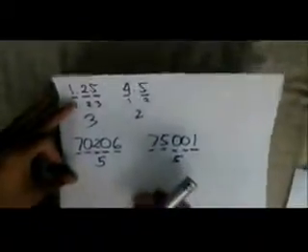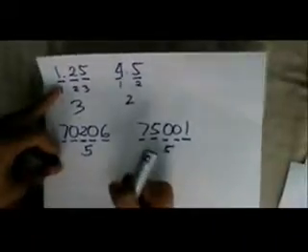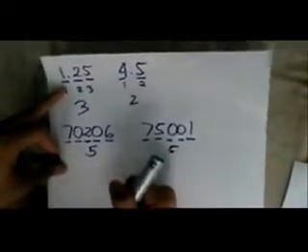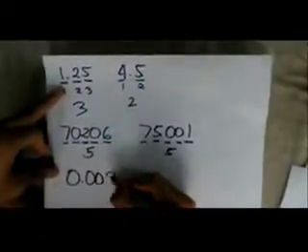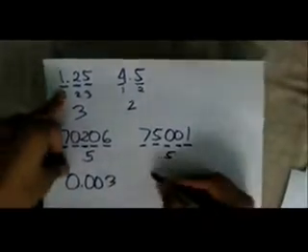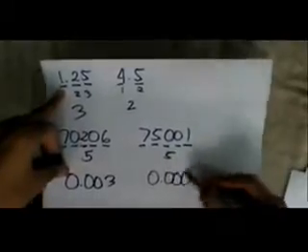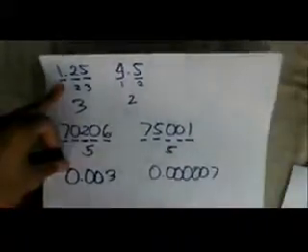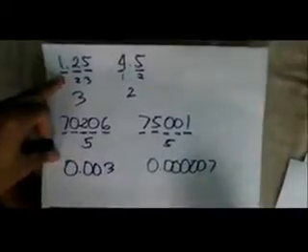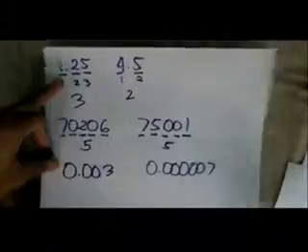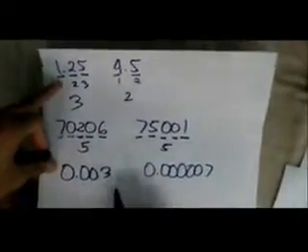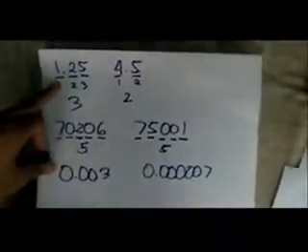The third rule is that leading zeros are not significant. For example, 0.003 and 0.000007. These numbers contain leading zeros, thus they are considered non-significant. However, the 3 and the 7 are always significant.